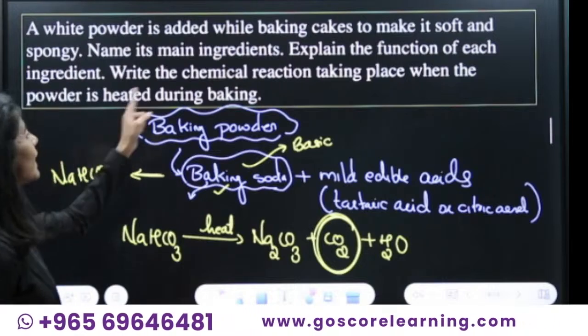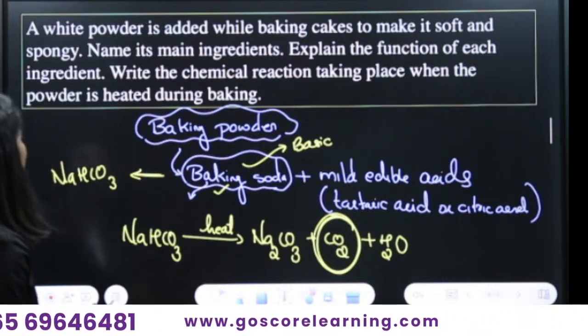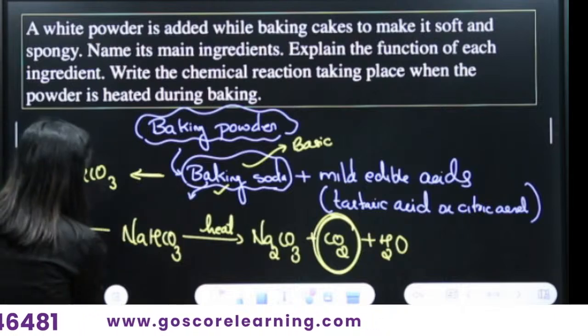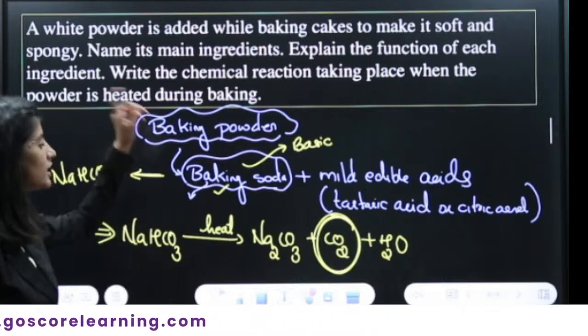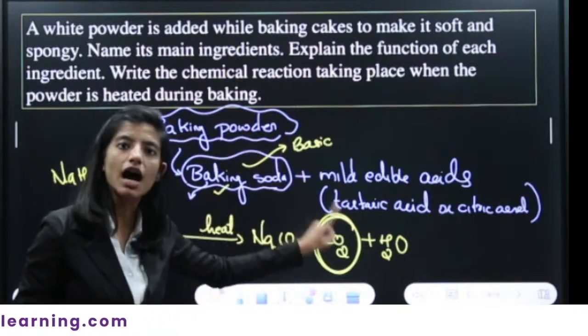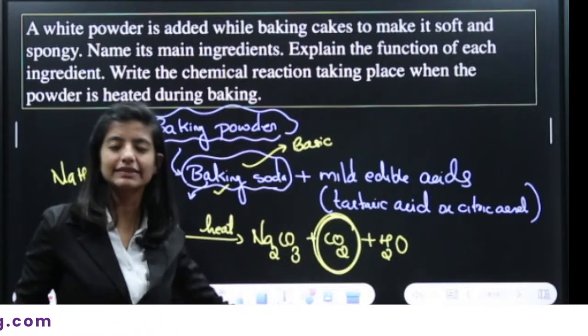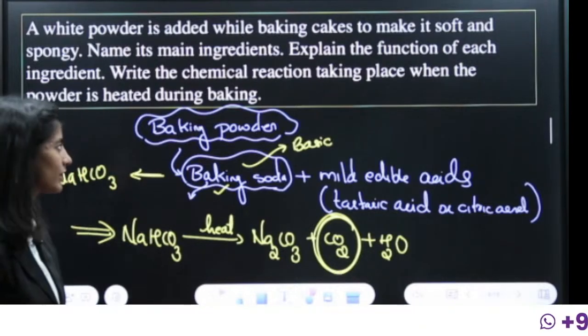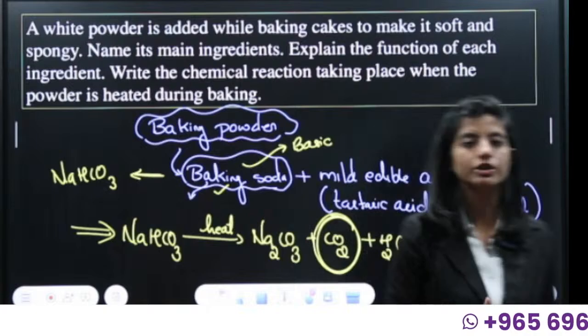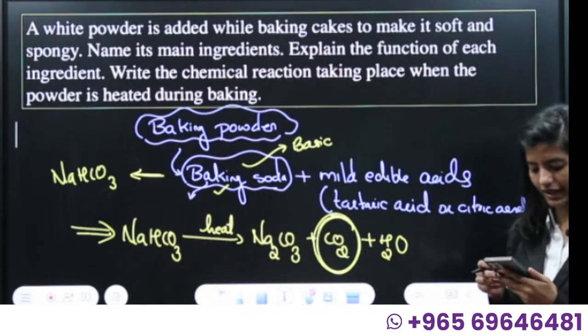Write the chemical reaction taking place when the powder is heated during baking. During baking, NaHCO3 undergoes thermal decomposition to form sodium carbonate and carbon dioxide, which makes the cakes fluffy and spongy. That's a perfect answer that you can give for the question. Okay, we'll go.